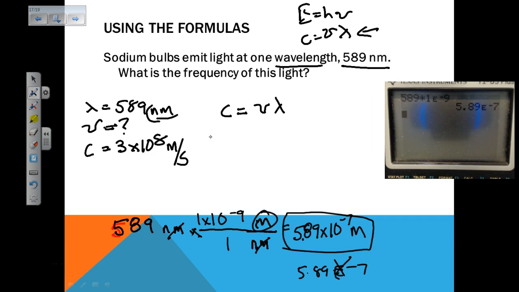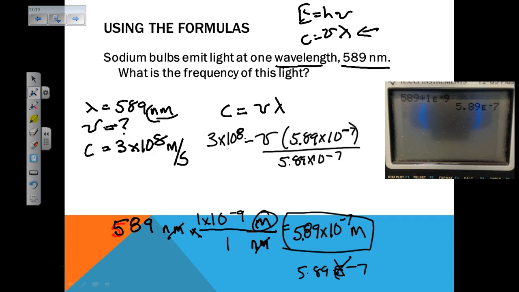So now it's just a matter of plugging in: 3 times 10 to the 8th equals whatever the frequency is, we don't know, times 5.89 times 10 to the minus 7. In order to solve for frequency, we divide both sides by 5.89 times 10 to the minus 7. And so now we plug that into our calculator. Again, we're going to use that exponent button. 3e8 divided by 5.89e-7.